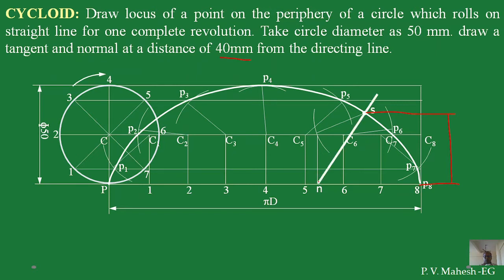This is the normal for the cycloid. Now if I draw a line perpendicular to this normal passing through S, then it is called the tangent. So this is the tangent and normal. So this is a simple way of doing the cycloid.